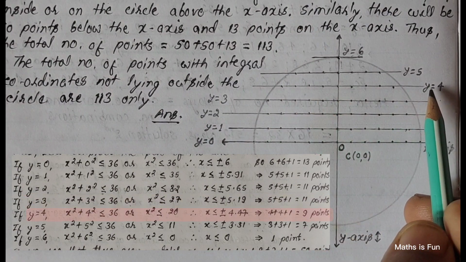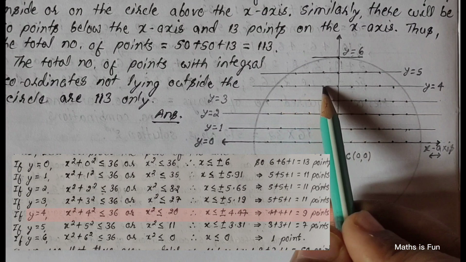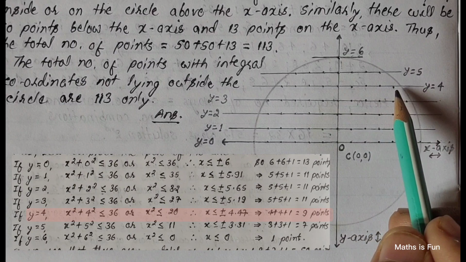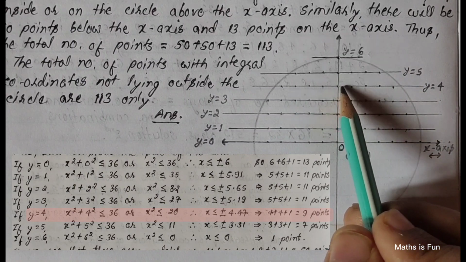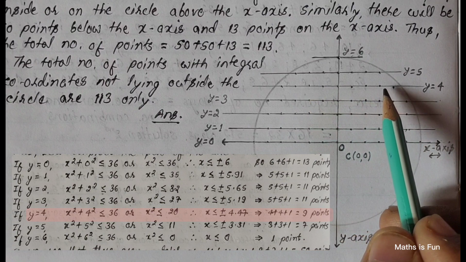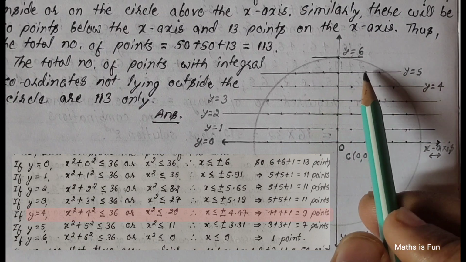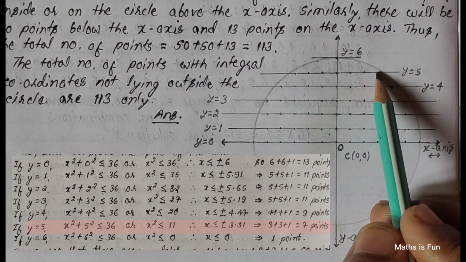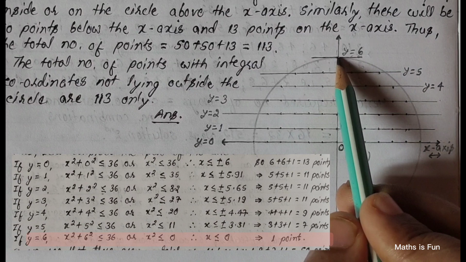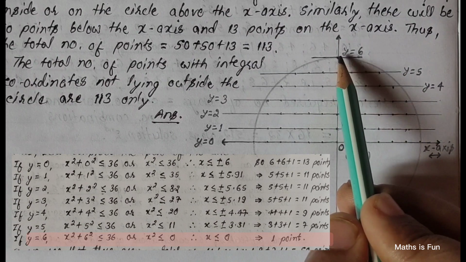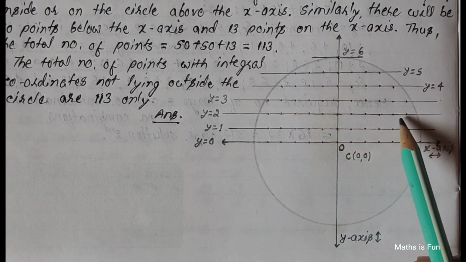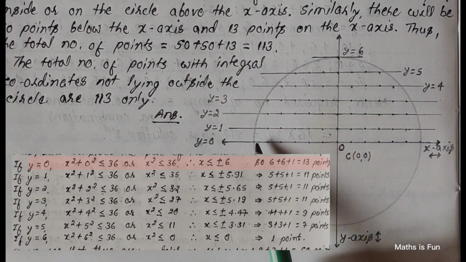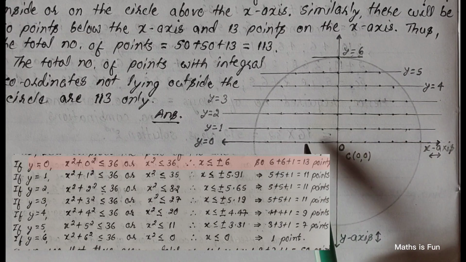On the y equals 4 line, there are 4 points to the left of the y-axis and 4 points to the right of the y-axis and 1 point on the y-axis. So there are 9 points on the y equals 4 line, and on the y equals 5 line there are 1, 2, 3, 4, 5, 6, 7 points, and there is only 1 point on the circumference on the y equals 6 line. So there are a total of 50 points here on the y equals 1 to y equals 6 lines.